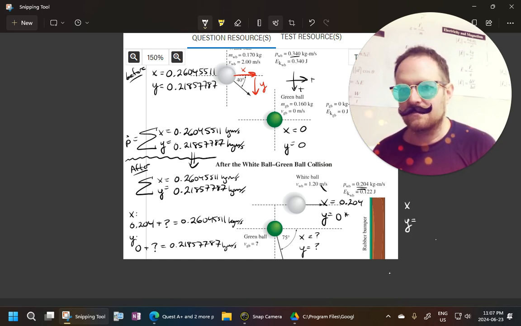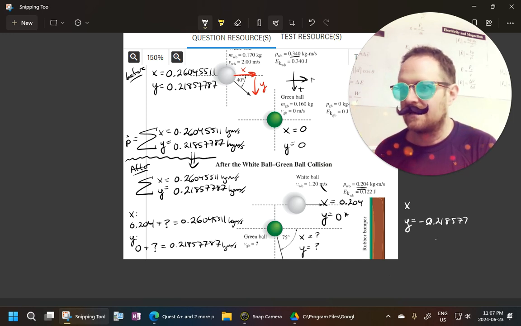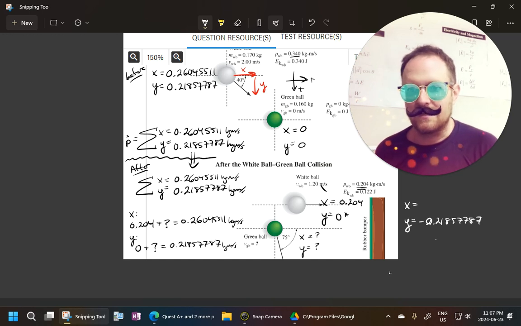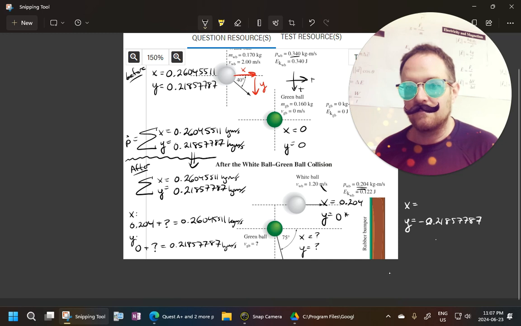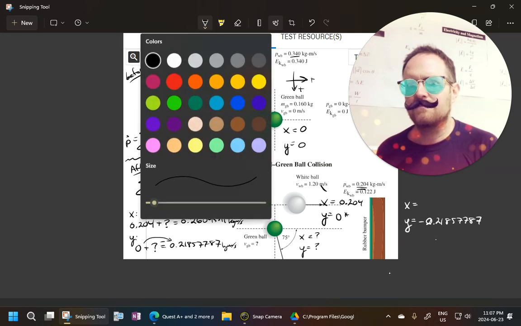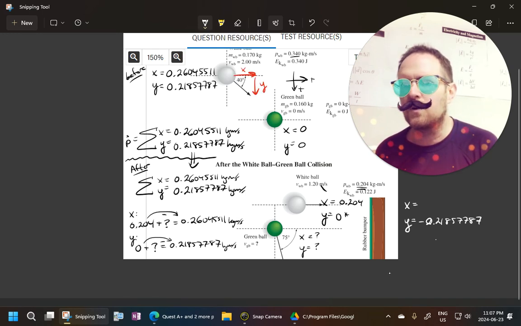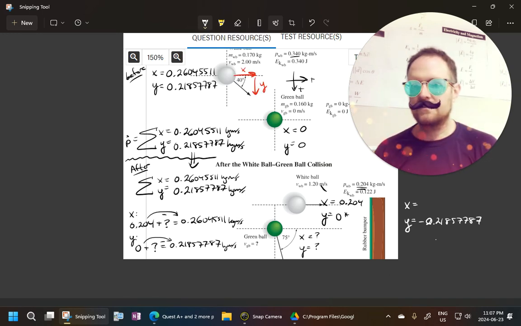My y1 is just, I'm going to minus this over to the other side, and I get negative 0.2185787. And then my x, I'm going to do kind of the same idea. I'm going to minus this piece over. Minus over 0 doesn't really do too much. But minus over the 0.24 number. So let's just do this again.